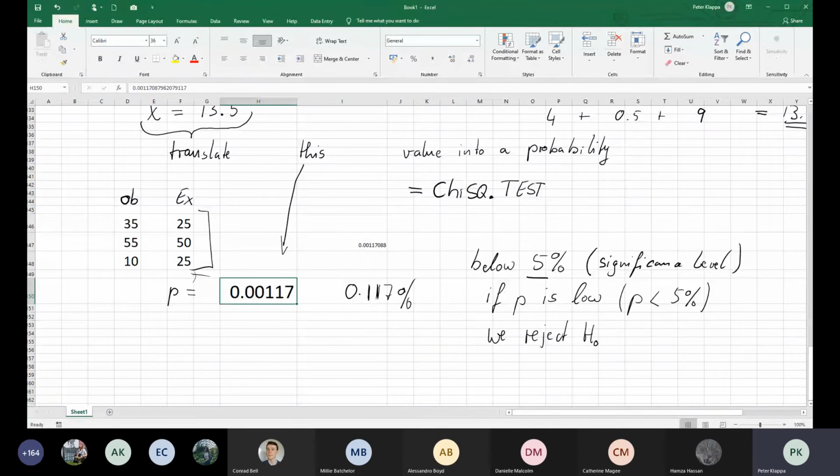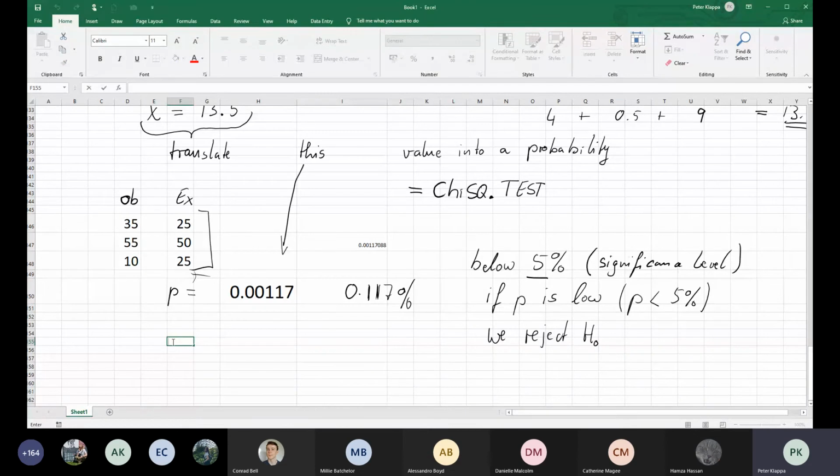Okay, if you really must know, we can convert this P, we can convert this 13.5. There's an Excel function. It's the chi-squared dist function. And we put in 13.5.